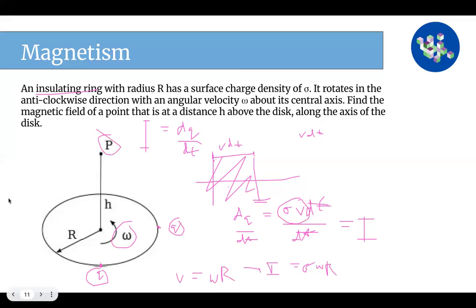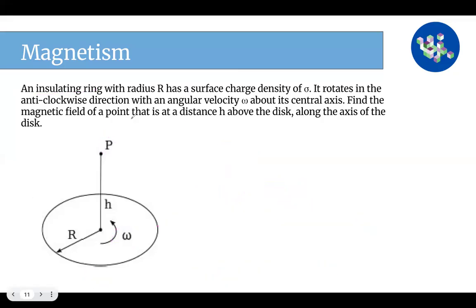Let me clear the board so that we get some more space. So what do we find? We have I equal to sigma omega times R. So instead of an insulating ring that's rotating, it's as if we have a stationary conducting current loop, except it has charges moving through it with a current of sigma omega R. So how do we find the magnetic field at point P? Well, we use the Biot-Savart law.